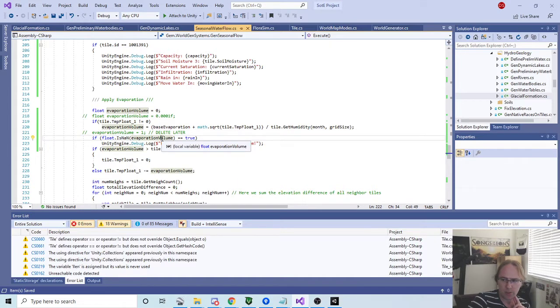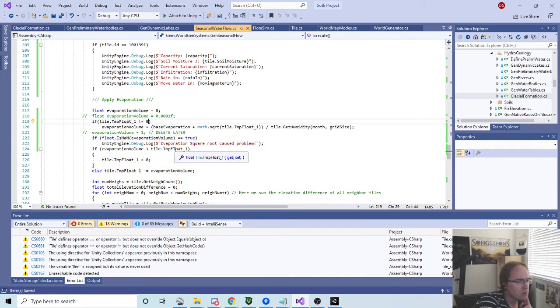Evaporation volume is a float though. 219. Oh, I see. So what you're saying is it could be defaulting to, but it's not 0. But then wouldn't that just actually make it even safer? Here, let's try casting to a float. See what happens.